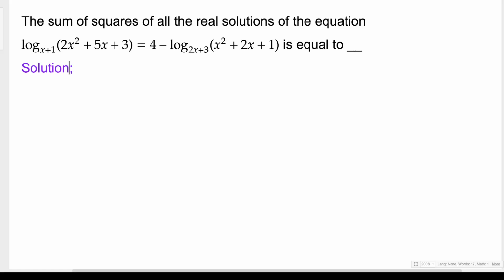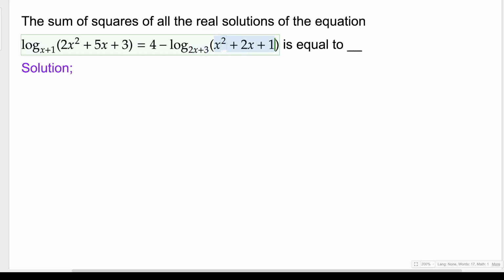So consider this given problem statement. It says that the sum of squares of all the real solutions of the given equation, that is log, in the base we are having x plus 1, argument 2x square plus 5x plus 3, that is equal to 4 minus log base 2x plus 3, and in the argument we have x square plus 2x plus 1.